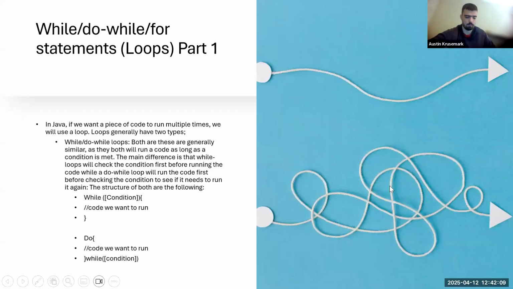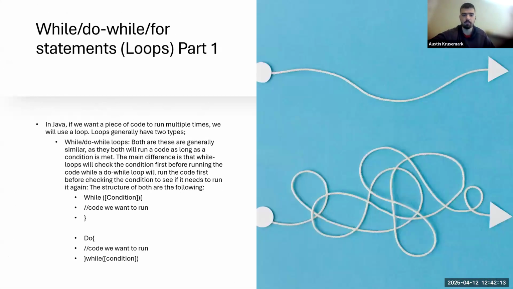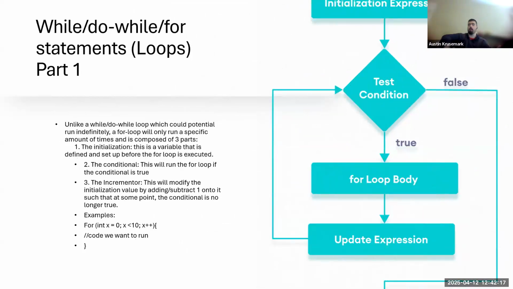So the next loop I'm gonna go over is a for loop. Now a for loop is very interesting. Unlike a while loop and a do while that have the potential to run forever, a for loop is actually meant to run only a finite amount of times. And it's based on 3 components. I'm going to display those on the PowerPoint.